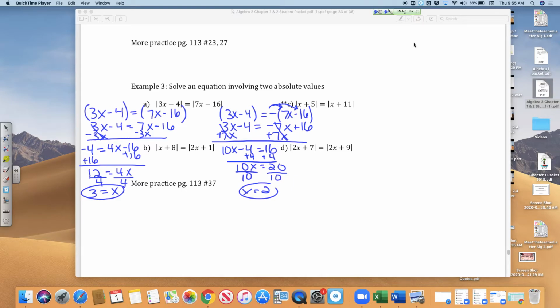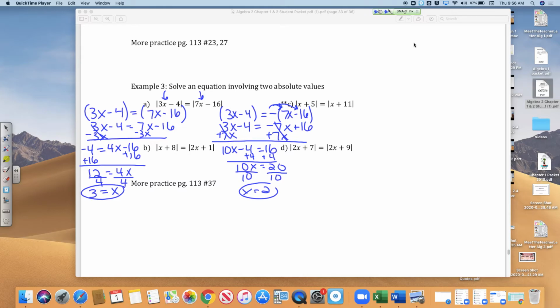If you take 3 and replace it in for x on both sides, the two absolute values will equal each other, and the same thing goes for 2. Now, something weird is going to happen, not with B, but with C. So I'm going to go over C with you, and then I'm going to let you try B and D.